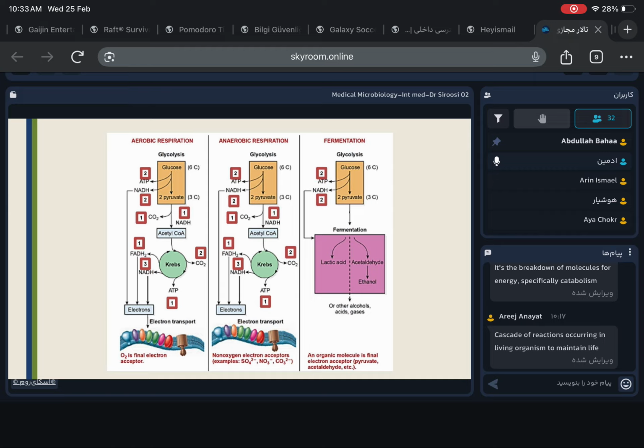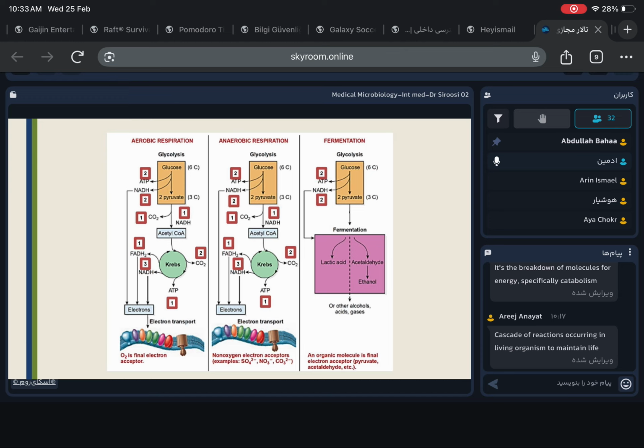So as there is no electron transport chain in fermentation, NADH cannot donate its electrons there. So it means that NAD plus is not going to be regenerated. All the NAD plus of the cell will be used by glycolysis and converted into NADH. And it means that finally glycolysis will stop working because there is no NAD plus to enter into the glycolysis pathway.